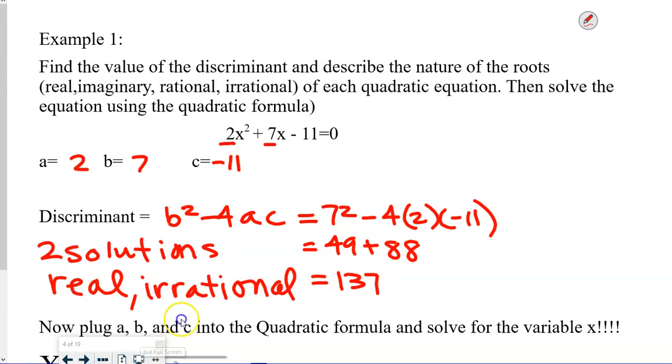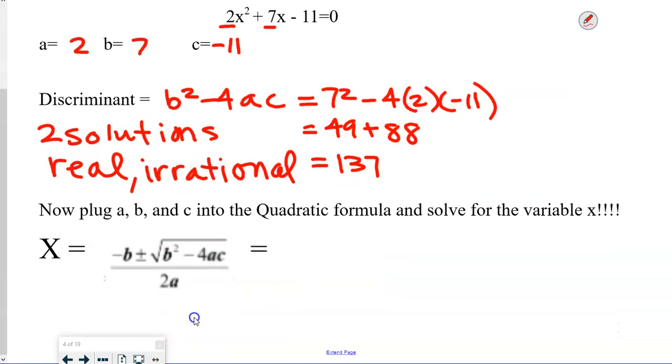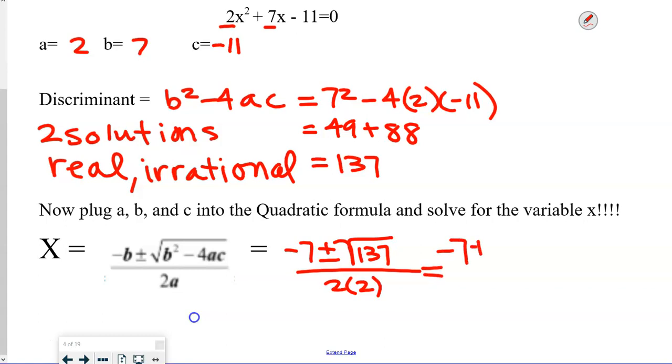Now we're going to plug a, b, and c into the quadratic formula and solve for the variable, okay? So we've already got what's underneath that radical. That was 137. So all we're going to have to do when we plug this in is put that in underneath the radical. So again, our negative b is going to be minus 7. Plus or minus, we have the square root of 137. And then 2 times a was 2, so we're doing 2 times 2. Then we're just simplifying. That's all we're doing. So that's going to be negative 7 plus or minus the square root of 137 over 4.